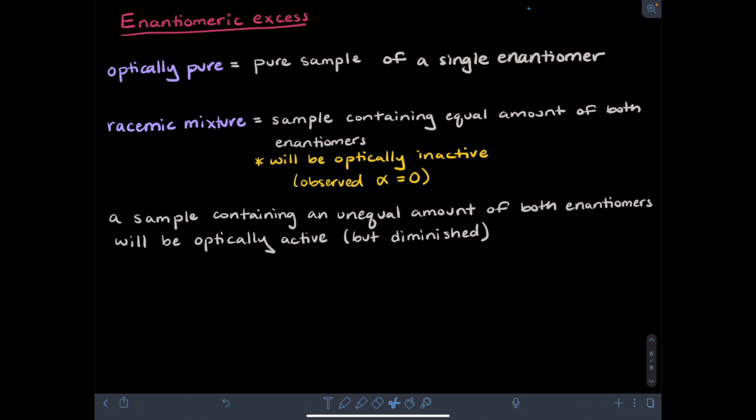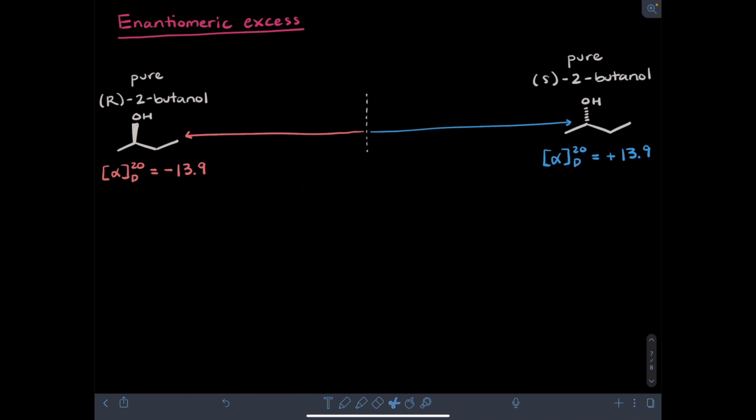If you have a sample containing both enantiomers, but not a perfect 50-50 mixture of the two, that sample will be optically active, but the observed alpha will be diminished compared to the alpha for the pure enantiomer. Let's consider our 2-butanol enantiomers again. Imagine two extremes. On the far left, you have 100% R-2-butanol, and on the far right, you have 100% pure S-2-butanol.